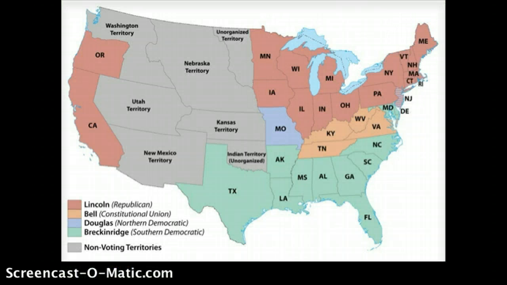As you can see from the map of the United States for the election of 1860, Abraham Lincoln, who's won the states highlighted in red, won all of the free states, those in the north, and Oregon and California on the west coast. Breckinridge, a Southern Democrat, won the majority of the southern states. Stephen Douglas wins only the state of Missouri. And Bell wins states kind of along the border of the North and the South. These were states that were pro-slavery.